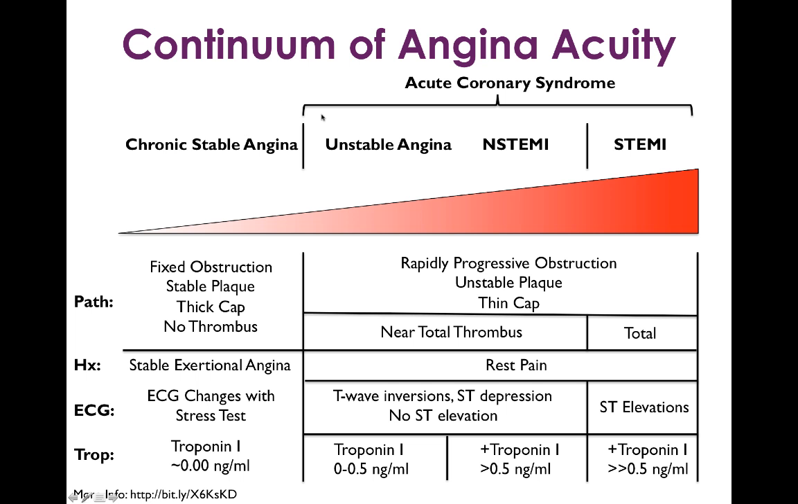Okay, so the first way we divide these is chronic stable angina as distinct from acute coronary syndrome. So chronic stable angina pathologically is characterized by an atherosclerotic lesion that's a fixed obstruction, a stable plaque with a thick cap and no thrombus.